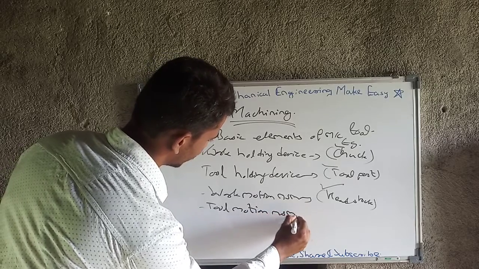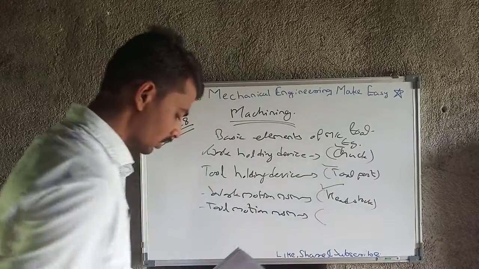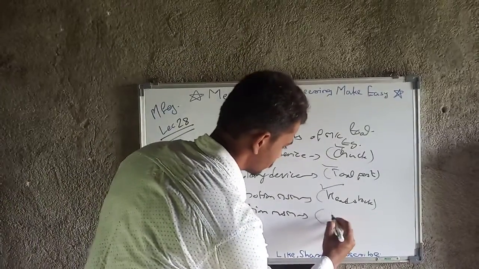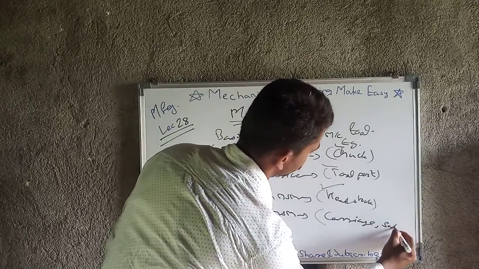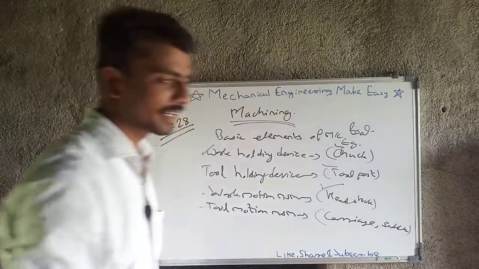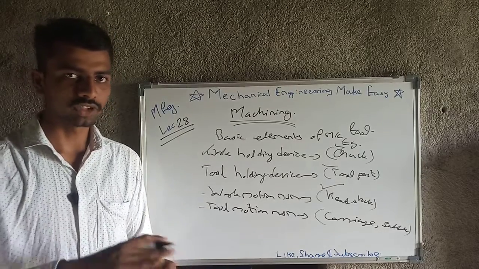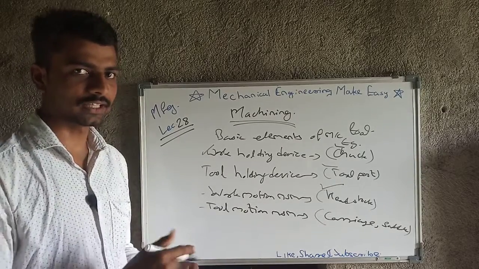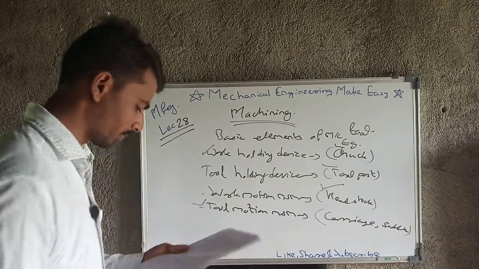Then we will move towards the next, and next is the tool motion mechanism. In case of lathe machine, the tool motion mechanism is the carriage, then saddle. What is carriage? All the mechanism that slides on the bed is the carriage, and we can give motion to the tool through it, so that is nothing but the tool motion mechanism.